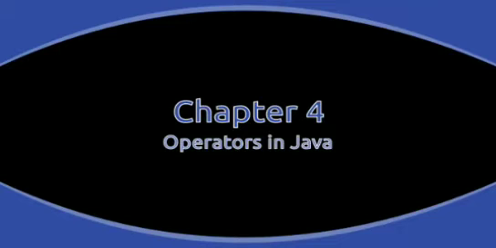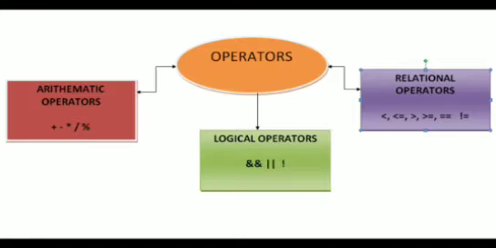Today we'll be discussing the fourth chapter, which is operators in Java. Basically, there are three types of operators in Java. They are arithmetical operators, logical operators, and relational operators.